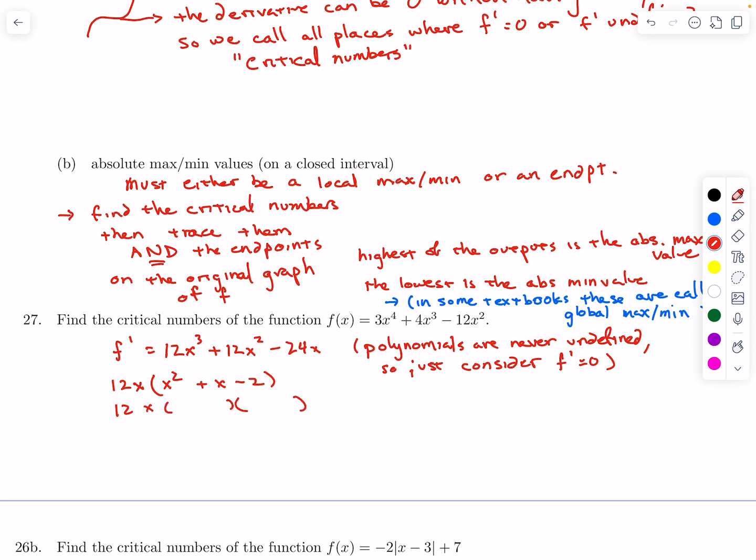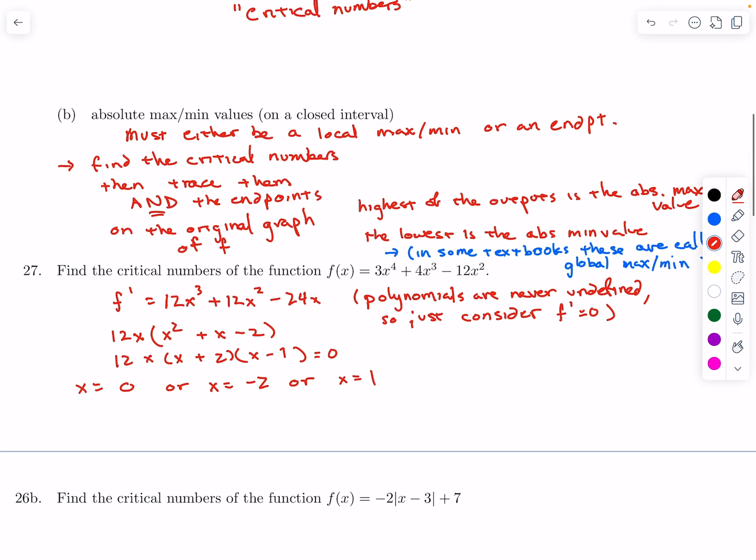Let's see, how does the quadratic factor? x and x, 2 and 1. We need a plus for the middle, so we need the bigger one to be plus. So x is 0, or x is -2, or x is 1. Here's a cute thing. Graph f, not f prime. You'll find that it goes off the bottom, so reset y min.